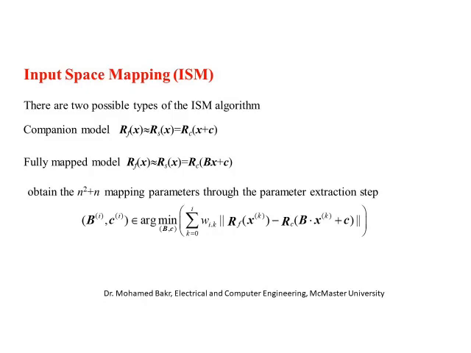So this approach is called the input space mapping, and there are two ways. In this case here, B is the identity and c is skipped. Here we allow B to change, and of course this step here is called parameter extraction, and because I'm using more than one point, it's called multi-point parameter extraction. What you're going to get from here is B and c. Use B and c to build the surrogate model. So this now is going to be your surrogate model.